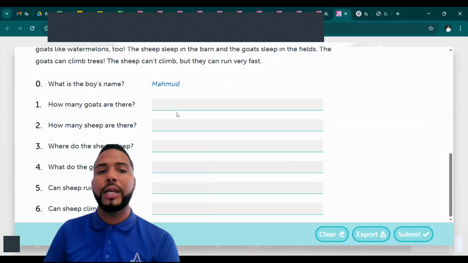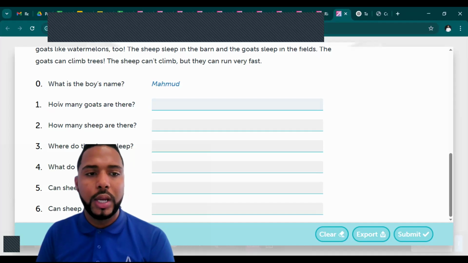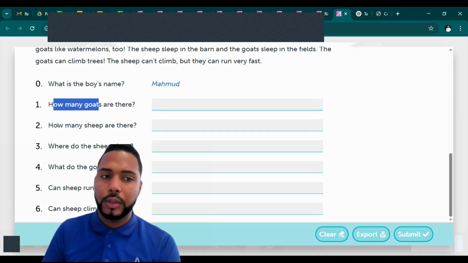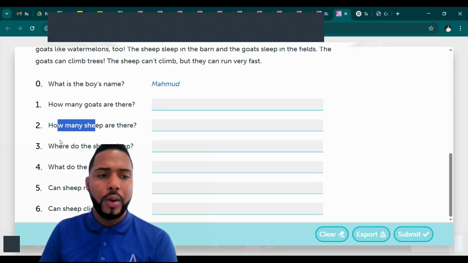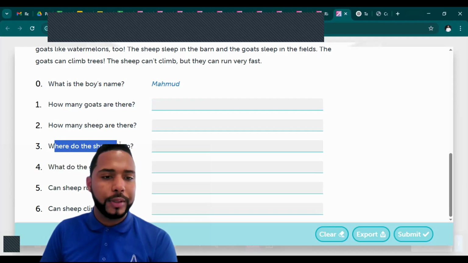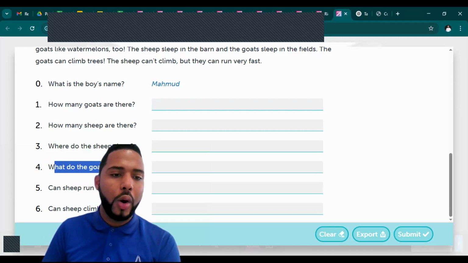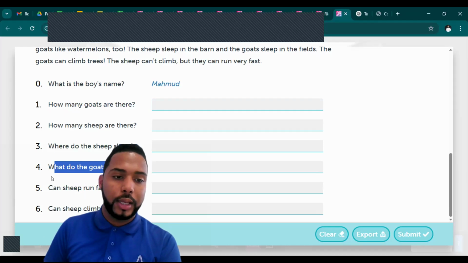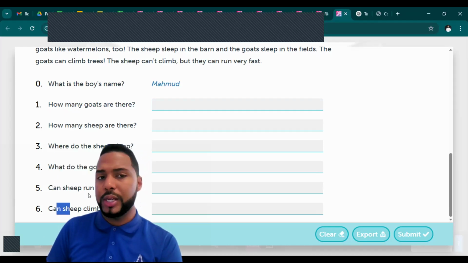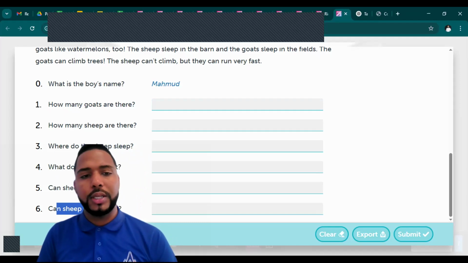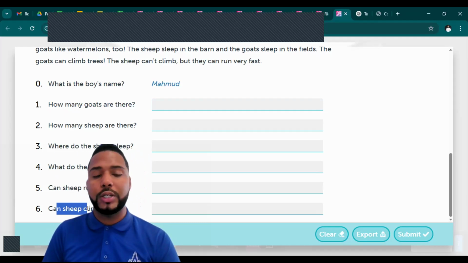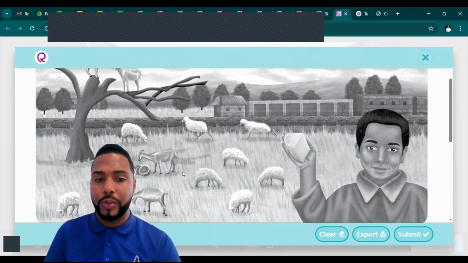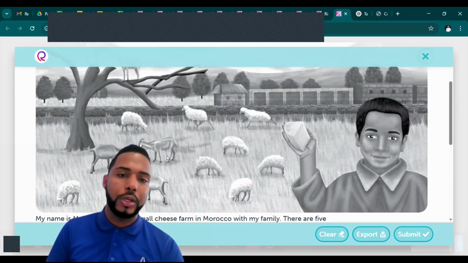So what you have to do, friends, is answer these questions. How many goats are there? How many sheep are there? Where do the sheep live? What do the goats eat? Can sheep run fast? Can sheep climb trees? So these are the questions that you need to answer, okay? Based on this reading that we just read.